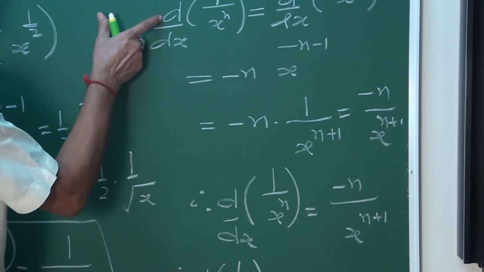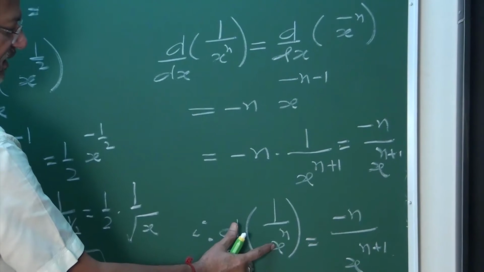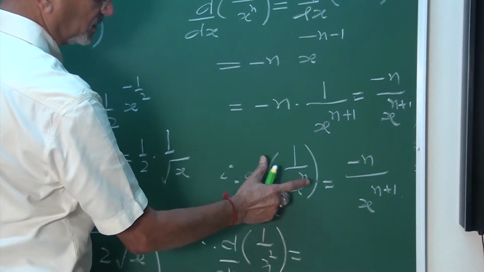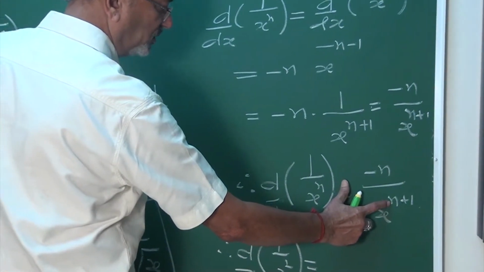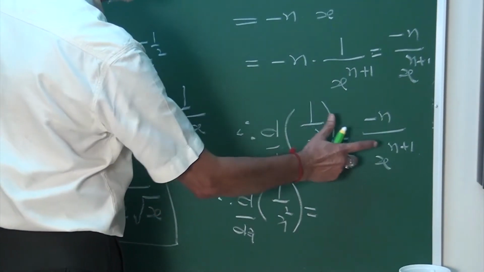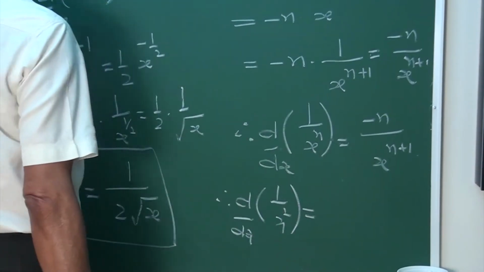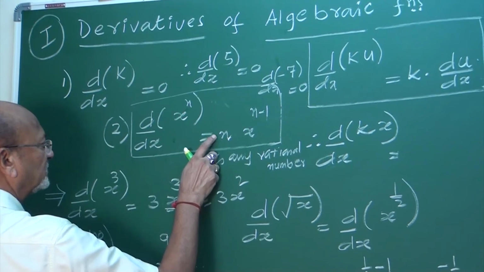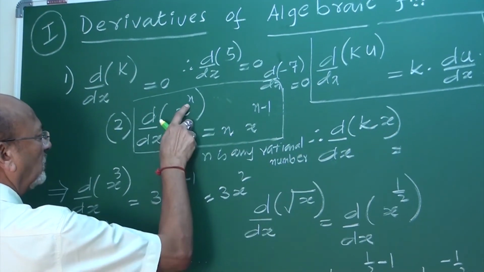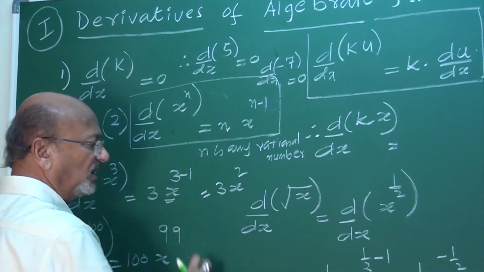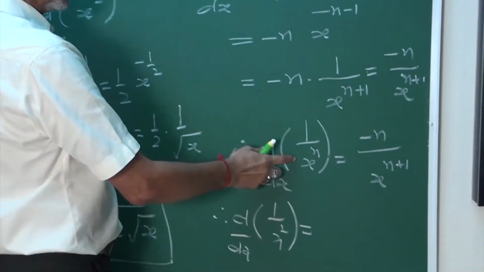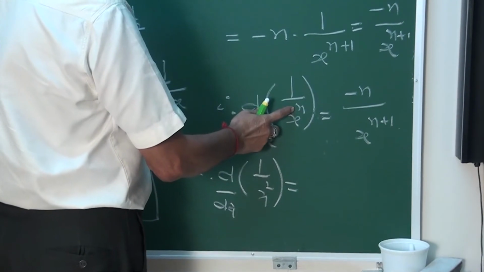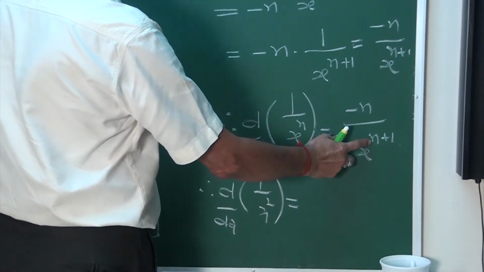So, the derivative of 1 upon x to the power n is what? Minus the power upon x to the power n plus 1, which means 1 more. Then how to remember, my friends? When it is in the numerator, plus power into x to the power 1 less. When the same is in the denominator, minus the power upon x to the power, there 1 less, here when it is in the denominator, it is 1 more.